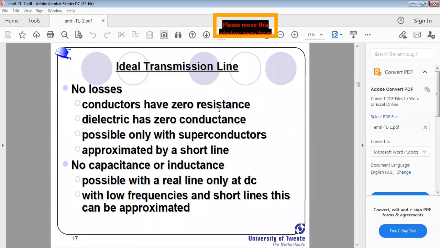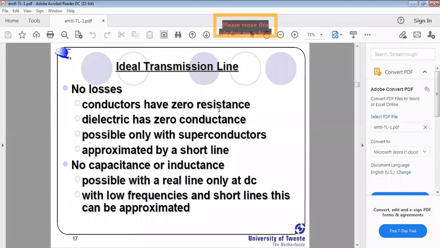See here, conductors have zero resistance, right? Dielectric has zero conductance. Actually, a dielectric doesn't conduct, but by its nature a dielectric does have some conduction. Ideally, though, the conductance value is zero. Possibly only with superconductors approximated by the short line. They refer to it like this.